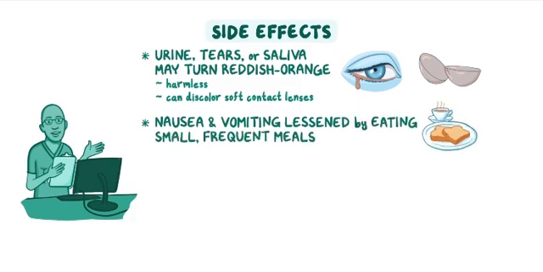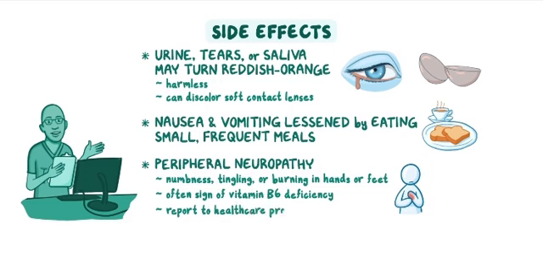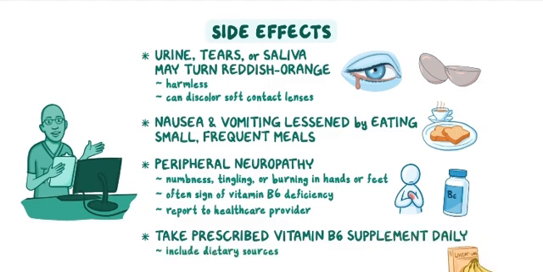meals throughout the day. Teach your client that peripheral neuropathy, that could present with numbness, tingling, or a burning sensation in their hands or feet, is often a sign of vitamin B6 deficiency and should be reported to their healthcare provider right away. Remind them to take the prescribed vitamin B6 supplement daily, as well as including dietary sources of the vitamin such as chickpeas, salmon, tuna, bananas, potatoes, and fortified breakfast cereals.